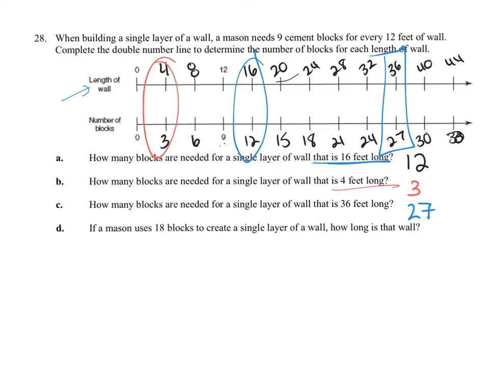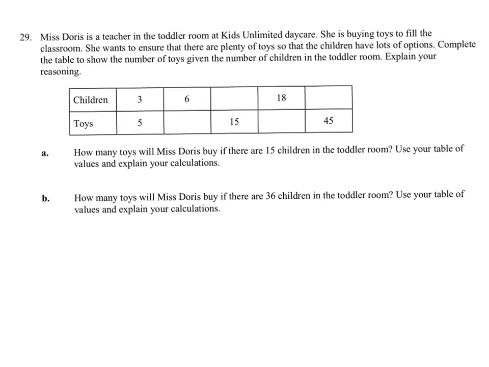If a mason uses 18 blocks, so that would be right here is the 18, matches with 24. So it would be 24 feet. Okay, so if you fill out the number line, these questions should be pretty easy to answer. Okay, question 29 has a part A and B on this one.